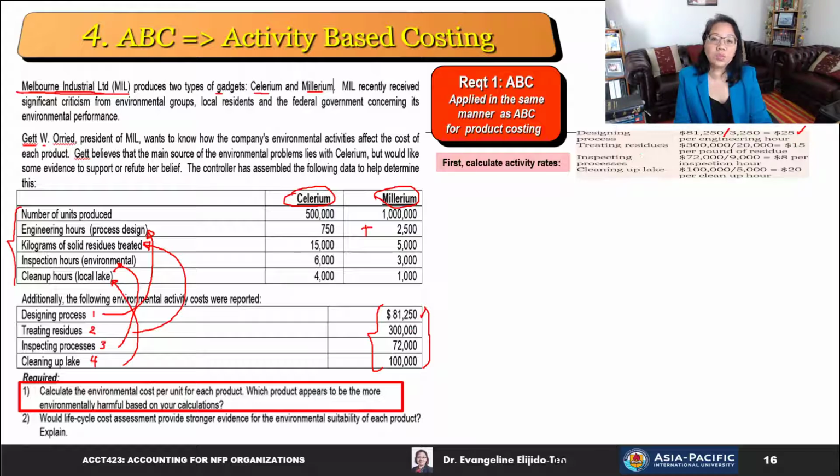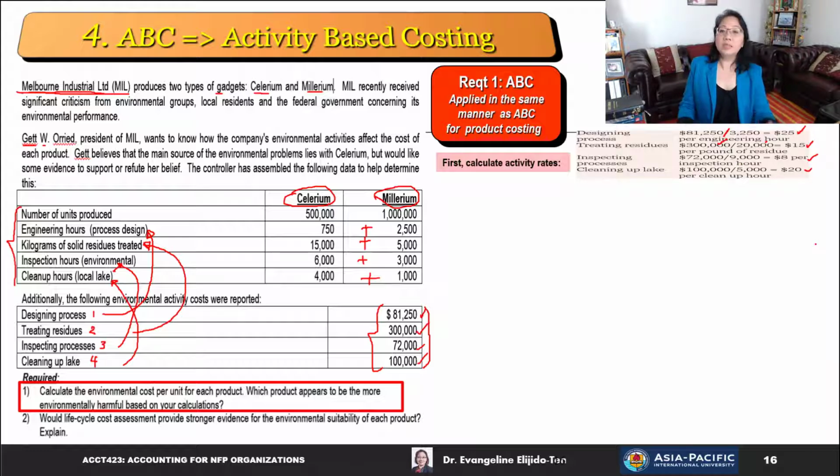So for treating residues, we'll do the same. 300,000 divided by how many kilograms of solid residues were treated is 15,000 plus 5,000, so that's 20,000, and so it is $15 per kilogram. All right, for inspecting, so it's 72,000 divided by the total of inspection hours, 9,000, so that is $8 per inspection hour. And for cleaning up lake, 100,000 divided by 4,000 plus 1,000 is 5,000, so that's $20 per clean up hour.